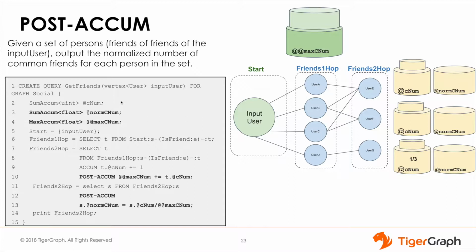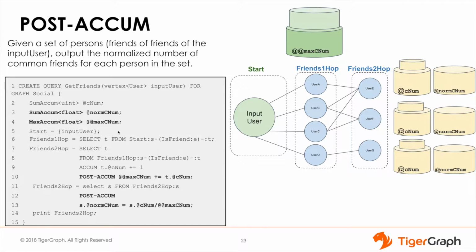The local SumAccum cnum will be the number of common friends on each vertex, and the local SumAccum normalized cnum will store the normalized value of common friends on each vertex. The global MaxAccum maxcnum will be used to store the highest value of common friends from all the vertices.